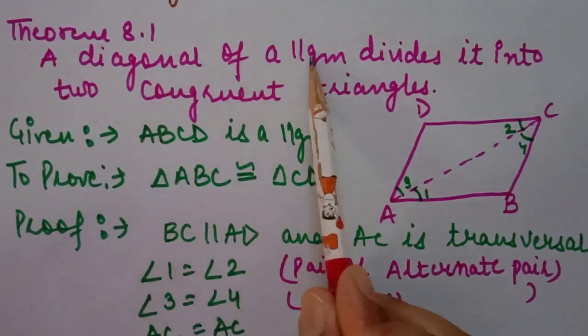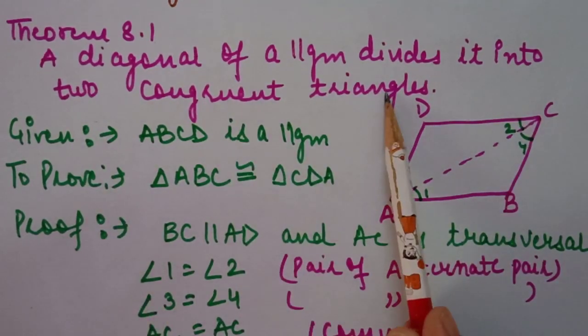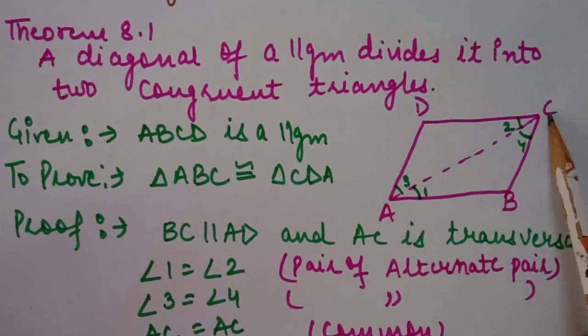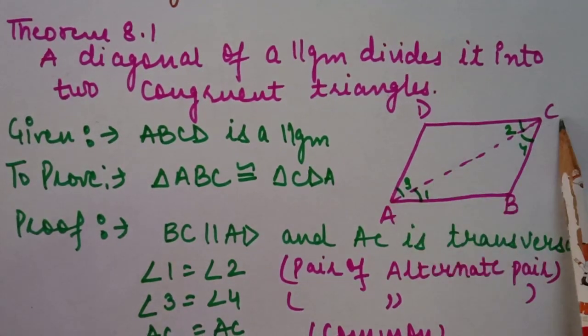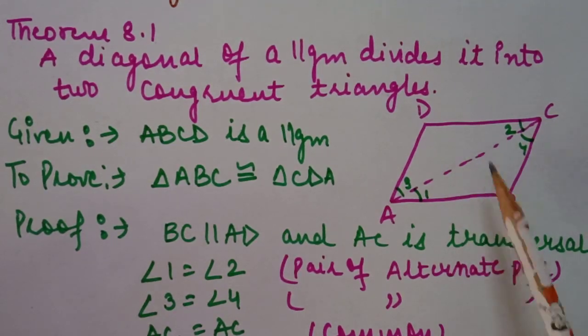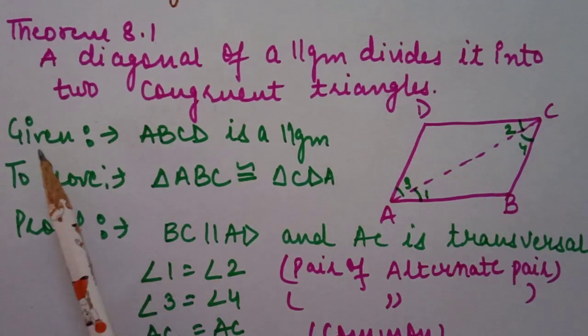A diagonal of a parallelogram divides it into two congruent triangles. It means we have a parallelogram and a diagonal also. We have to prove that this diagonal divides the parallelogram into two triangles. And which type of triangle? Two congruent triangles. So students, what is given?